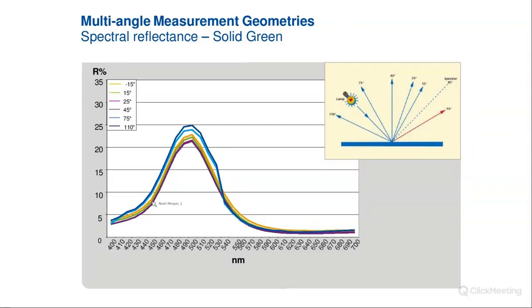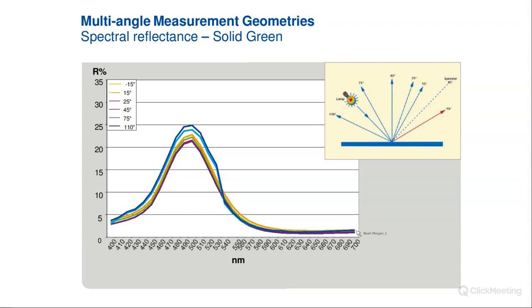And so we see the spectral curve is highest at the green point of the wavelengths. And so this is a green color, and we see all of these angles is what the color measurement device is picking up throughout the wavelengths here. And so we see 110, 75, 45, 25, 15, and negative 15 along the spectral curve. And they're essentially all on top of each other. And that's what you want to see for a solid green color like this example.